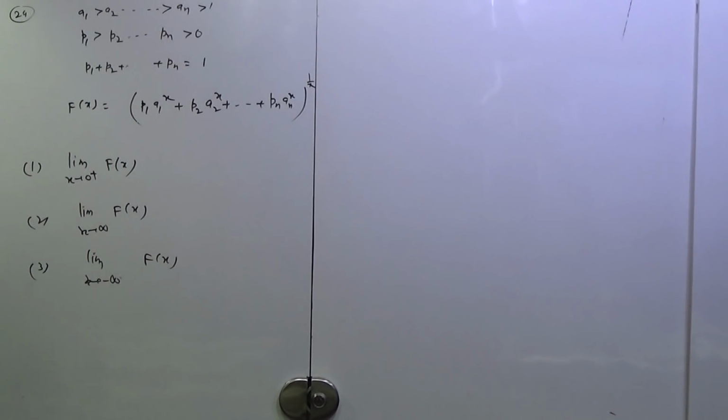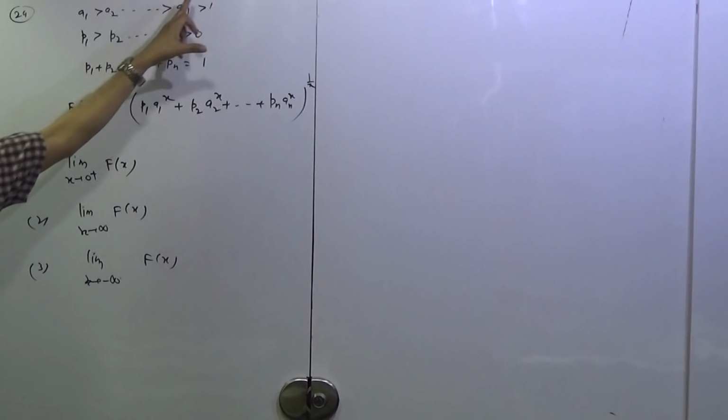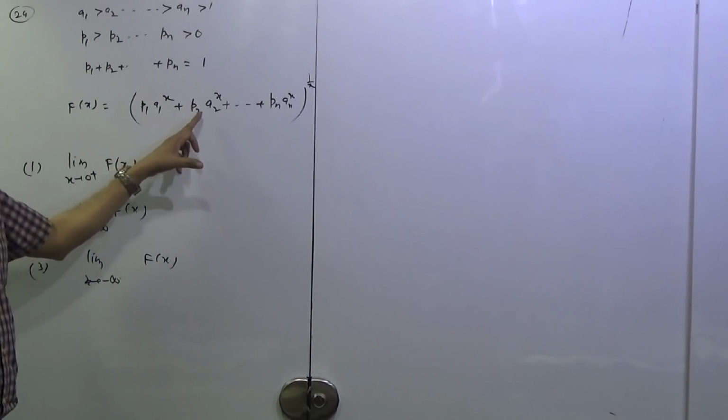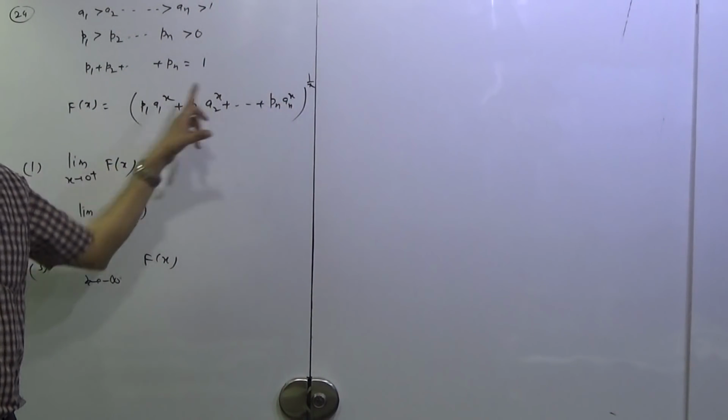First question, no doubt, is dicey and good. We will in fact look at the second and third first. Just look at the sense of the question. For x tending to infinity, what's happening here? For x tending towards infinity, a1 raised to power infinity, everything is greater than 1. Means this is infinity, this is infinity, this is infinity, everything is infinity.